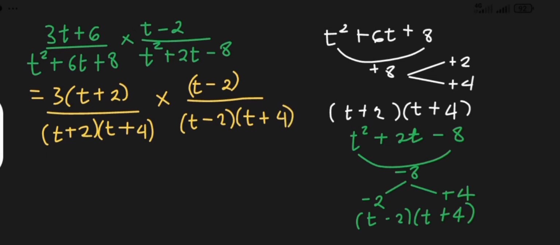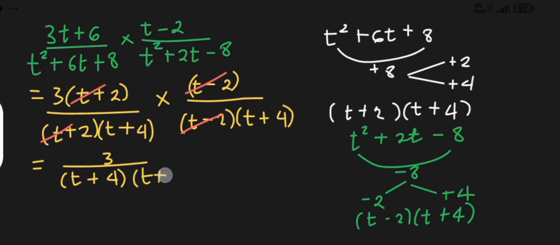Where the next step is to look out for common factors in the numerator and denominator that we can take out. t minus 2 is one and t plus 2 is another. There are no common factors again, so in the numerator we've got 3, while in the denominator we've got t plus 4 multiplying another t plus 4. So this can finally be written as 3 over t plus 4 multiplying itself twice, written as a square. So 3 over t plus 4 squared.